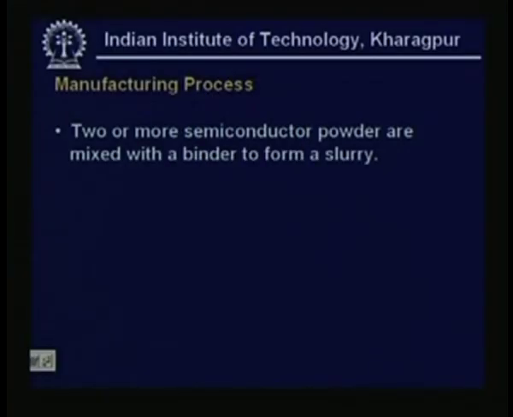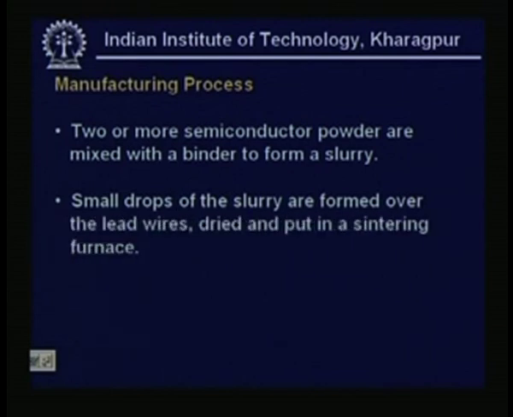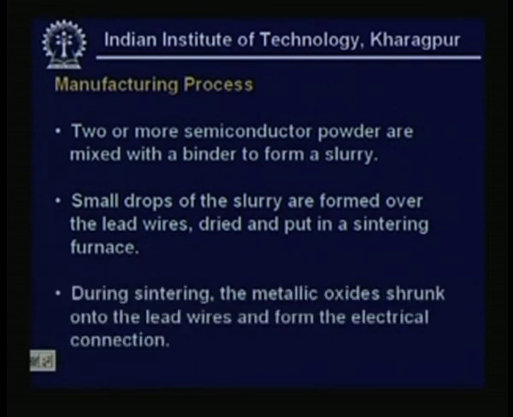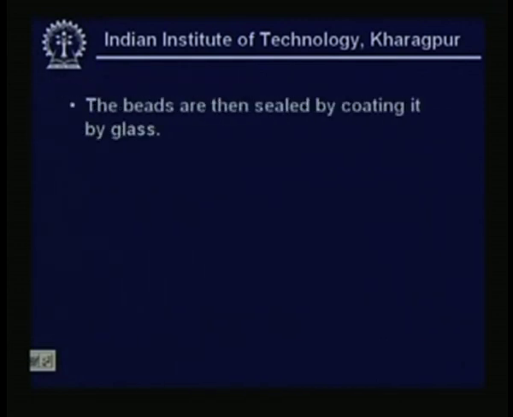Now, the manufacturing process. Two or more semiconductor powders are mixed with a binder to form a slurry. Small drops of the slurry are formed over the lead wires, dried, and put in a sintering furnace. During sintering, the metallic oxides shrink onto the lead wires and form the electrical connection. The beads are then sealed by coating them with glass.